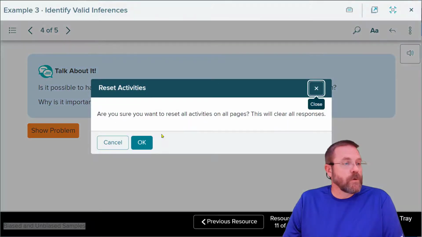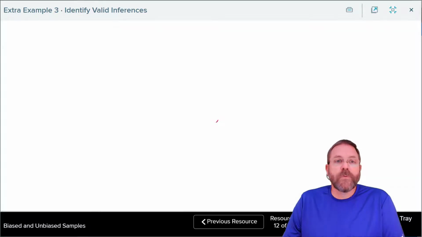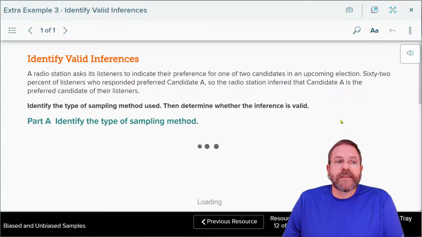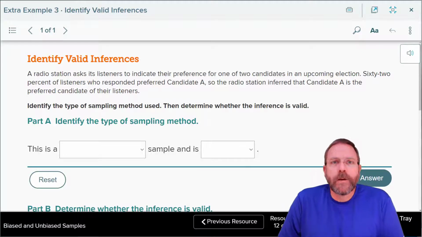Now it's going to be your turn to look at extra example 3 on your own, answer the questions associated with it, and then see if you can get them right. How did it go for you? Let's take a look at what I have.